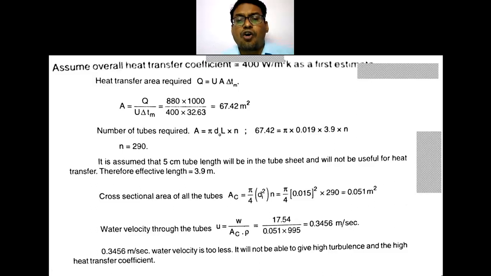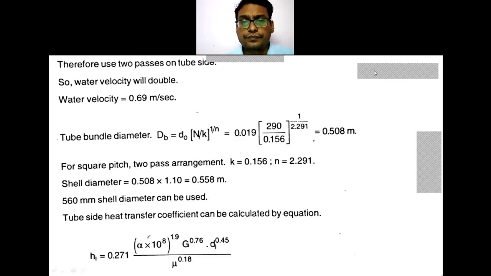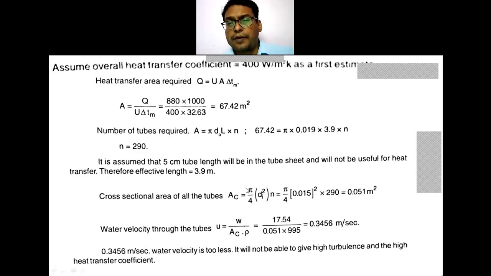Then the cross sectional area of the individual tube is pi by 4 di square. So now coming to the calculation of the heat transfer coefficient. Tube side heat transfer coefficient, cross sectional area of the one tube, which is nothing but ACP, that is pi by 4 into di square. So this is pi by 4 into di square into the N, total number of tubes required, which will be coming as 0.051 meter square.